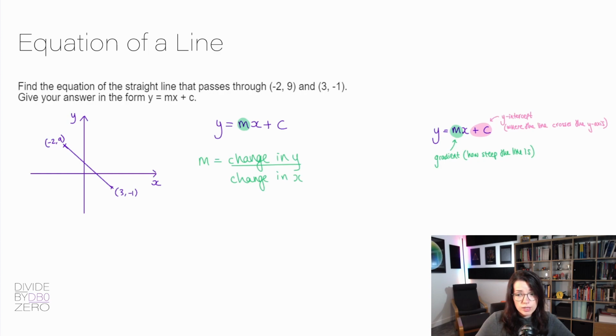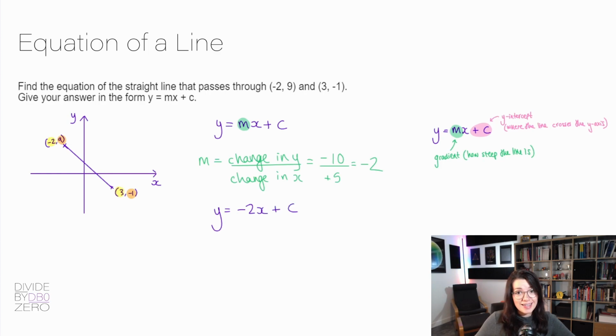So first of all, looking at the y coordinates, looks like they're going down from 9 to minus 1. So in terms of a change, that's a change of minus 10. And then for the x's, we're going from minus 2 to 3, and that's a plus 5 change. Minus 10 divided by plus 5 is minus 2. So that's our gradient there. So now we can say we know that y equals minus 2x plus c.